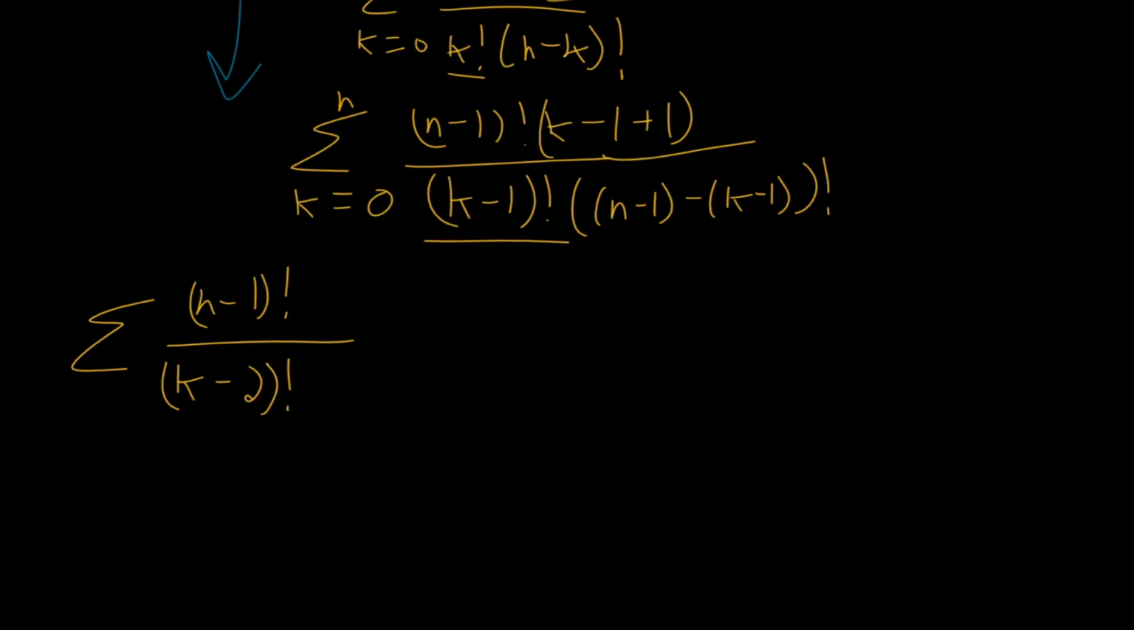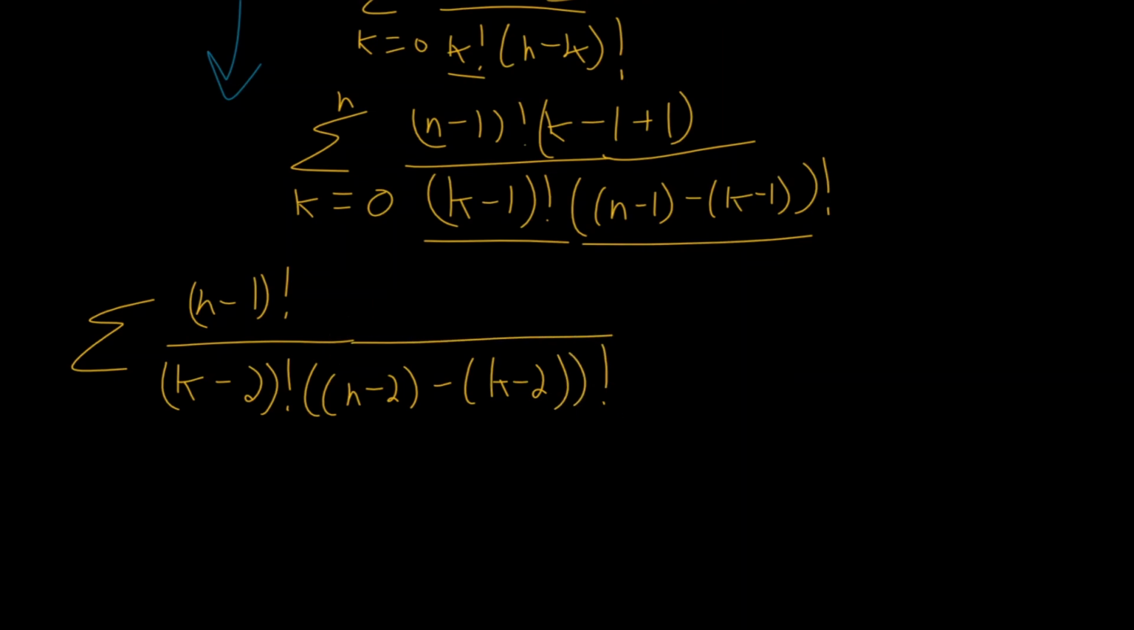K minus 2 factorial. And then we can do something similar with this term right here. We can just say this is n minus 2 minus k minus 2, so I have n minus 2 minus k minus 2 factorial. And then we can also factor out an extra term in the numerator. So there should be an extra n out front, I do apologize. Now we have n times n minus 1 times n minus 2 factorial.